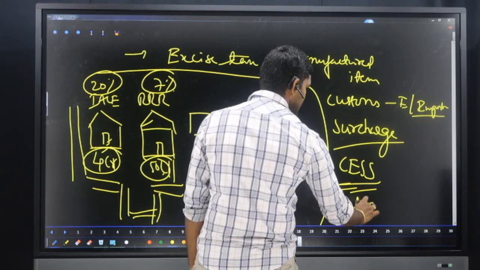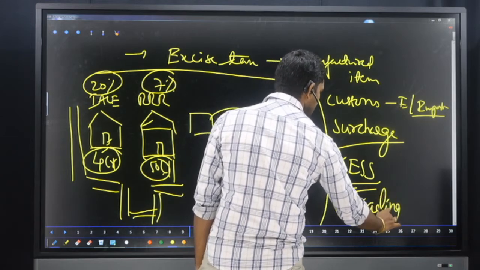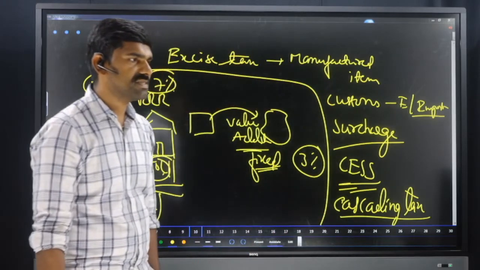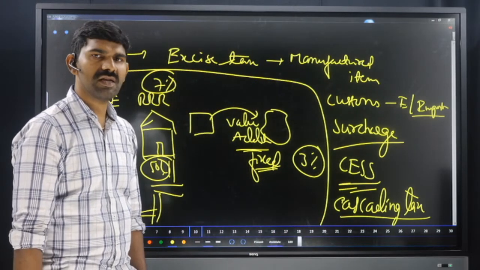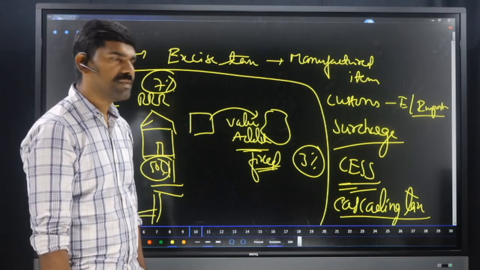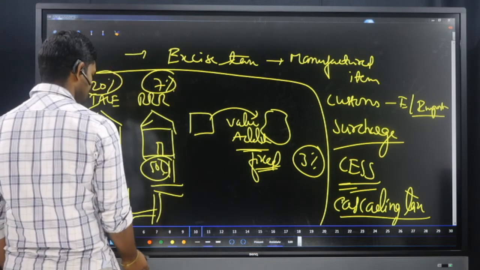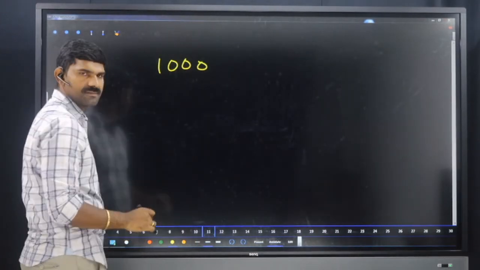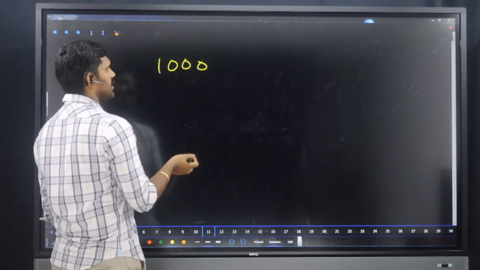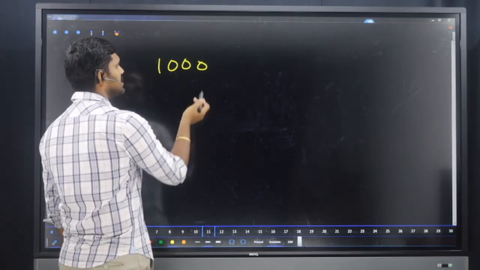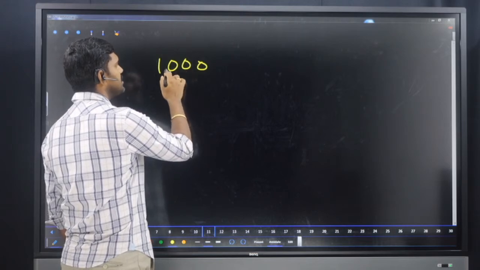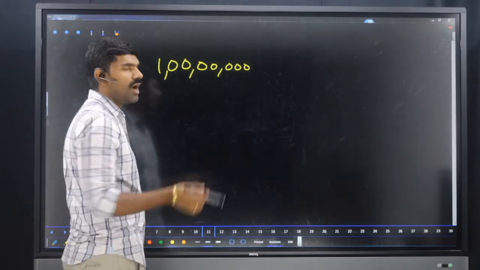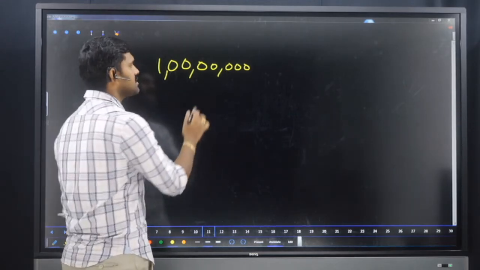Cascading tax. What is the meaning of cascading tax? Cascading tax is nothing but a tax on a tax. What does that mean? For example, I am purchasing an item of 1000 rupees. Let us say, for example, my income is 1 crore. On 1 crore, maybe I am paying some 20 lakhs.